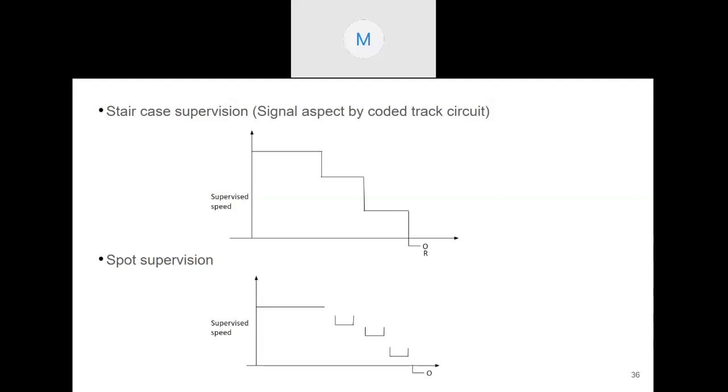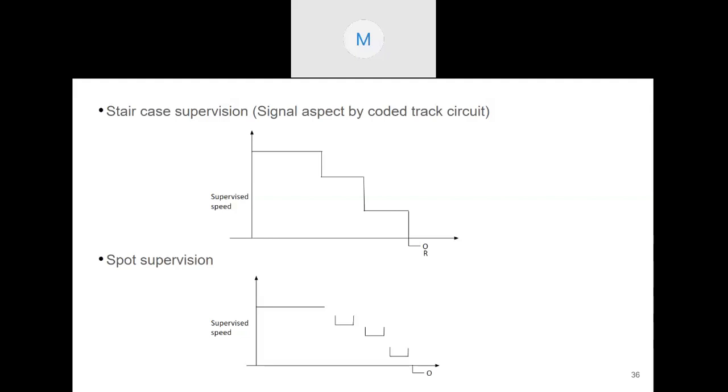At selected locations, you supervise the speed. These are 2 simple methods. Like Indusi has got a system where you put a magnet. If that magnet is energized, that means your speed at that point should be 75 kilometers. Another magnet is energized, speed at that point should be 40. Third magnet is energized, speed at that point should be 30. Like that, spot supervision also you can do.